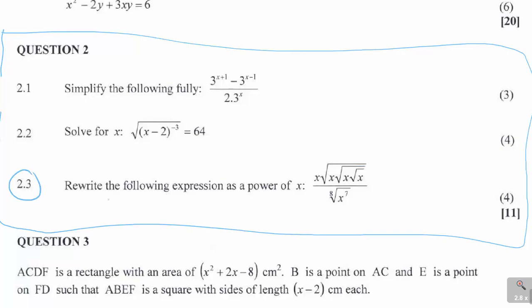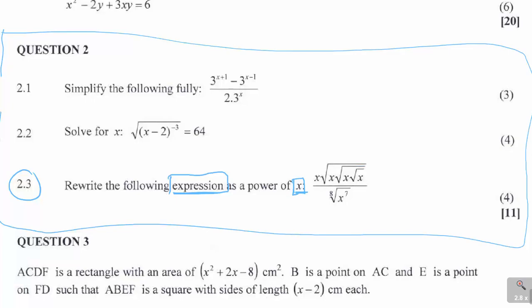Now the last question, 2.3, says rewrite the following expression as a power of x. A bit confusing because I don't know whether they want me to simplify or what, but if I'm to rewrite this just as a power of x, I must rewrite this expression. So the question is actually clear. I've got an expression here, and I must change the square roots into powers.